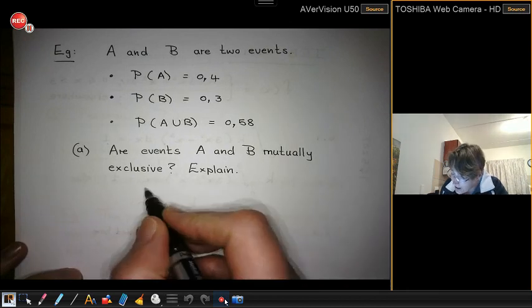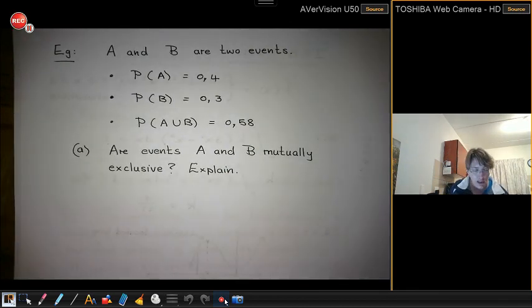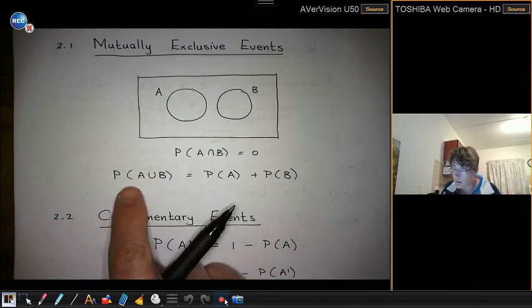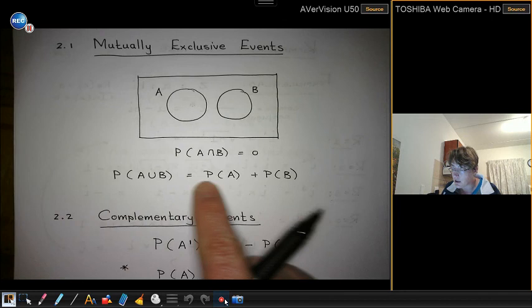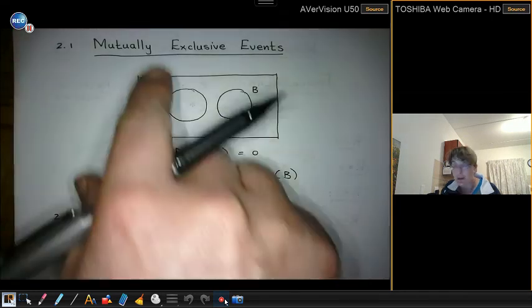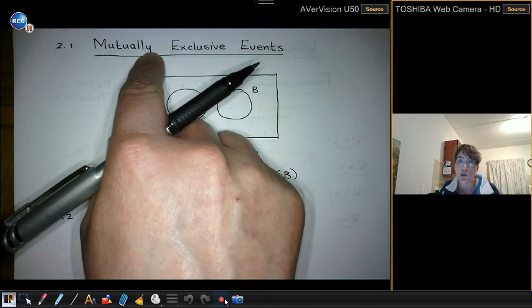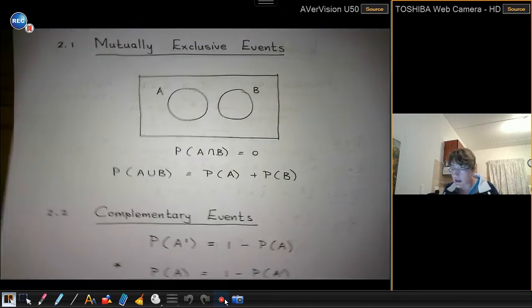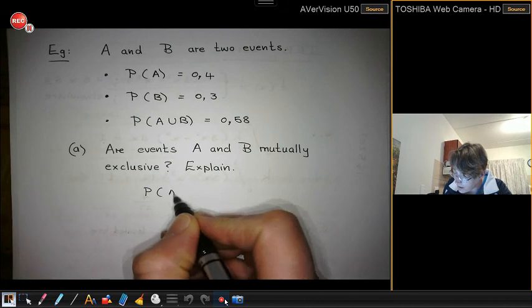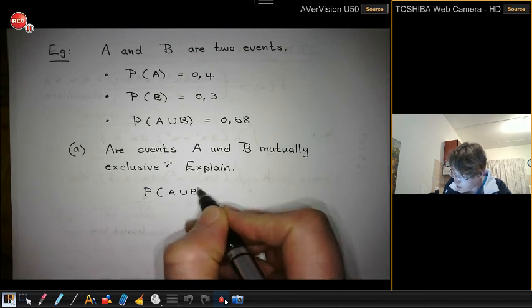So I start by saying, if two events are mutually exclusive, then we know that in order for events to be mutually exclusive, the probability of A or B must be equal to the probability of A plus the probability of B. Now please remember, we haven't been given that the events are mutually exclusive. We are trying to prove it. So that's why we have to keep it separate. We have to say the probability of A or B is given as 0,58.